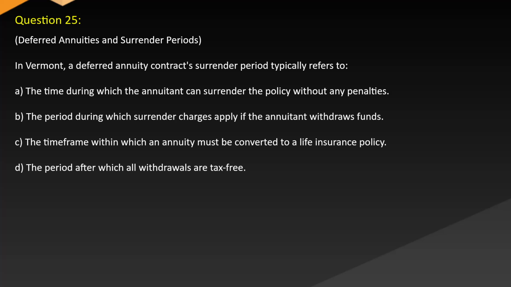Question 25. Deferred annuities and surrender periods. In Vermont, a deferred annuity contract surrender period typically refers to: A. The time during which the annuitant can surrender the policy without any penalties. B. The period during which surrender charges apply if the annuitant withdraws funds. C. The time frame within which an annuity must be converted to a life insurance policy. D. The period after which all withdrawals are tax-free.